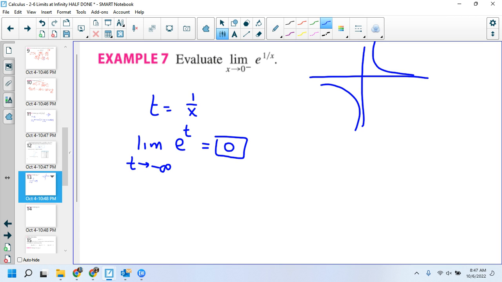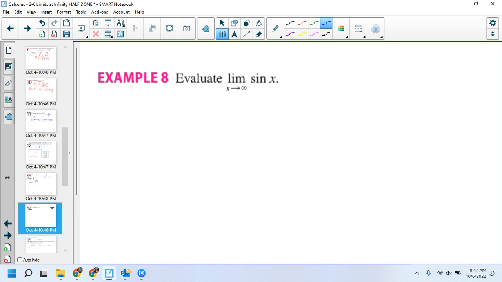All right, let's do a couple more here. Evaluate the limit as x goes to infinity of sine of x. Now, you guys know what sine looks like, right? So we're going to investigate, and this is not capital S sine, right? This is just sine.